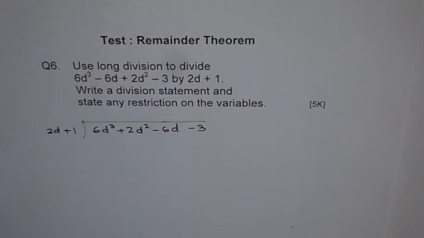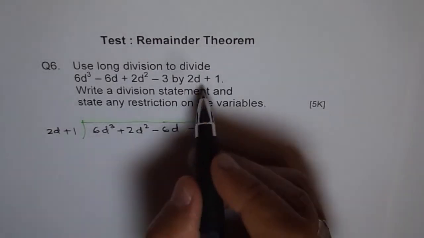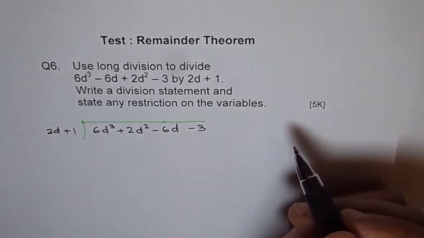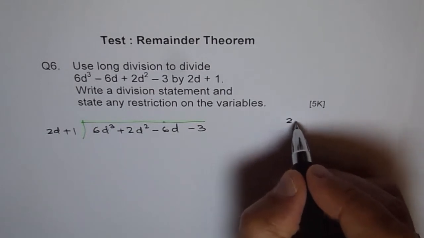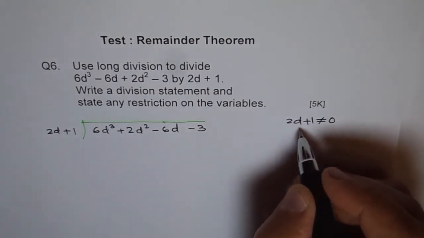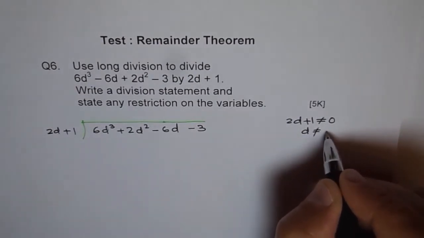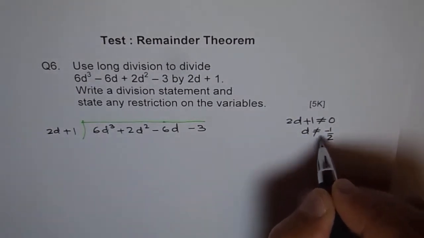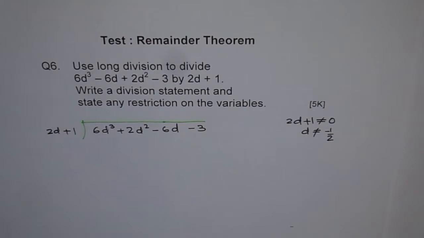Remember, it's a good time to write restrictions also. So restrictions is that the denominator cannot be 0. That means 2d plus 1 should not be equal to 0, right? Or d is not equal to minus half. So that is the restriction, okay?